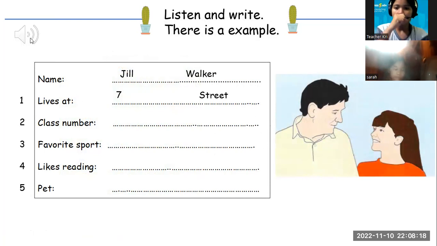Part 2. Listen and look. There is one example. Hello, Jill. Can I ask you some questions? Okay. What's your family name? My family name's Walker. Jill Walker. Can you spell that? WALKER. Thank you. Can you see the answer? Now you listen and write.